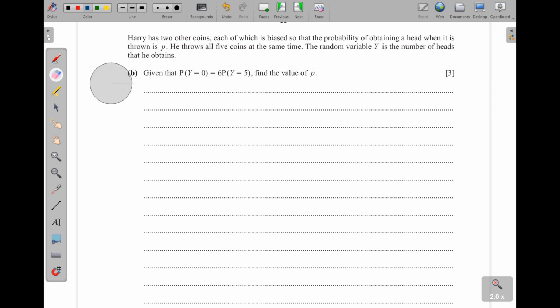Now, if the probability of obtaining a head is P, that means the probability of obtaining a tail is going to be 1 minus P, okay? Because when you add them, they should give you a 1.